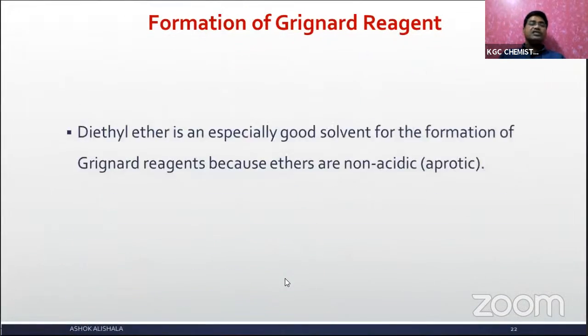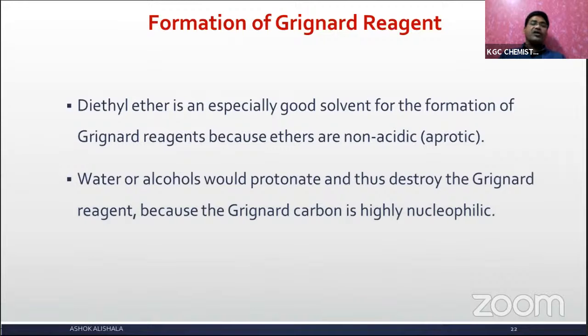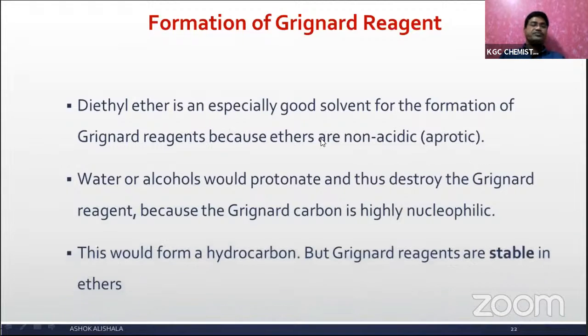Now see this one. Diethyl ether is an especially good solvent for the formation of the Grignard reagent, because ethers are non-acidic, that is, aprotic solvents. Water or alcohol would protonate and thus destroy the Grignard reagent, because the Grignard reagent carbon is highly nucleophilic. You remember that water should not be present, as it reacts with the Grignard reagent and forms an alkane. That's why you should use a non-acidic or aprotic solvent like ether only. Grignard reagents are stable in ether only.